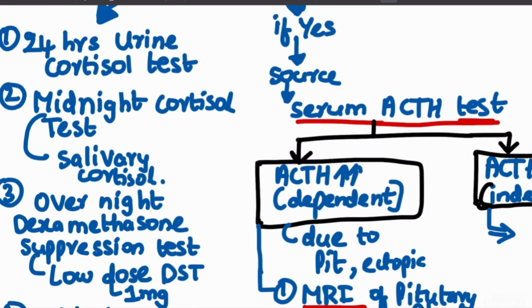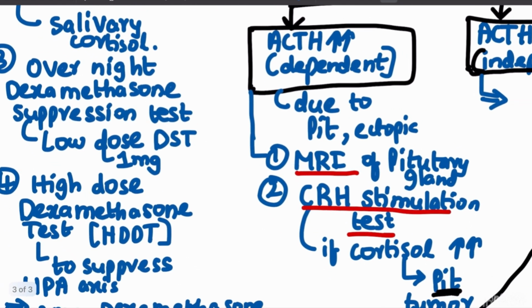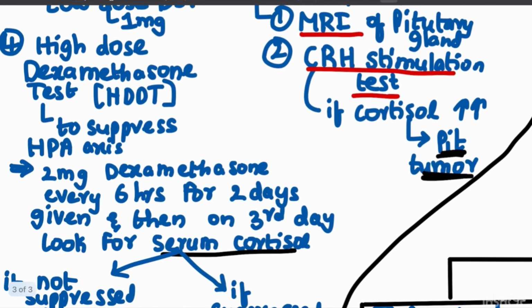24 hours urine cortisol test is done. Midnight cortisol test from salivary cortisol is taken usually. Overnight dexamethasone suppression test is done, where low dose 1 mg of dexamethasone is taken. High dose dexamethasone test is done to suppress the hypothalamo-pituitary axis. Here 2 mg dexamethasone every 6 hours for 2 days is given. Then on third day look for serum cortisol.